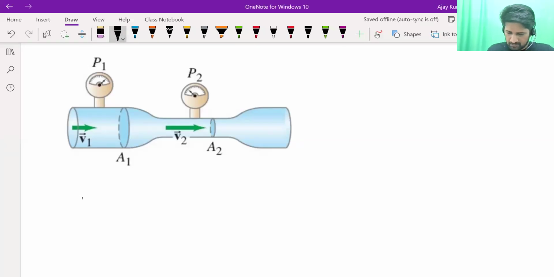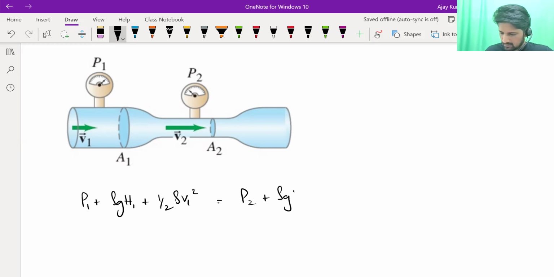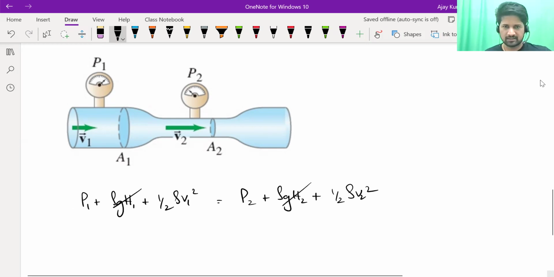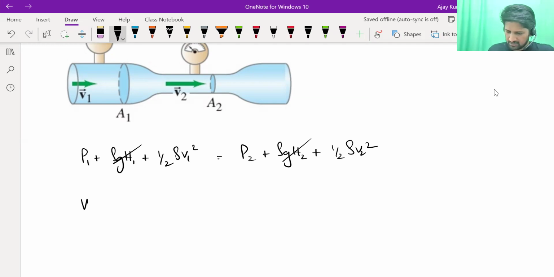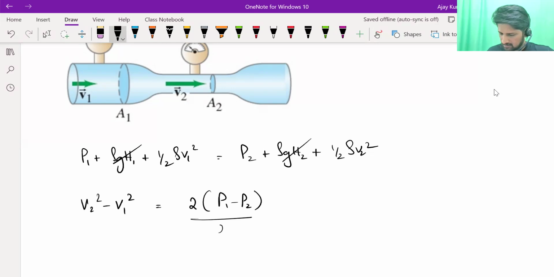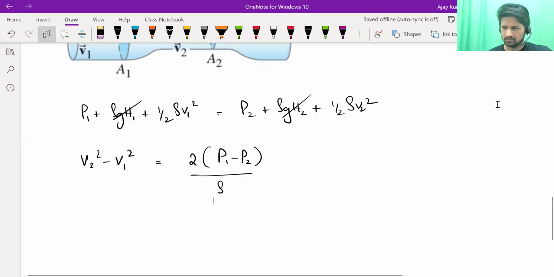Fine. So applying Bernoulli's equation, you get P1 plus rho g H1 plus half rho V1 square is equal to P2 plus rho g H2 plus half rho V2 square. The venturimeter is kept horizontal, so the heights will get cancelled. Usually the heights will never be significantly different. So you get V2 square minus V1 square is equal to 2 times (P1 minus P2) divided by rho. And V1 is A2 V2 by A1.